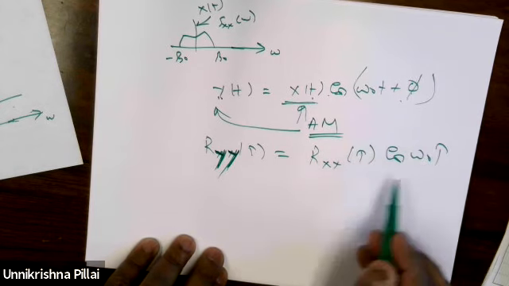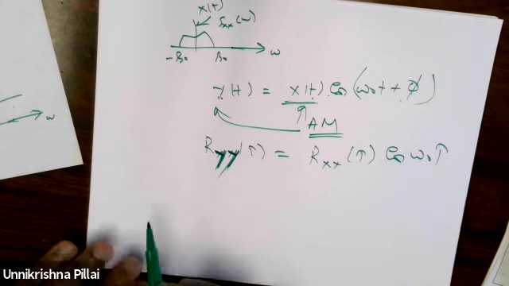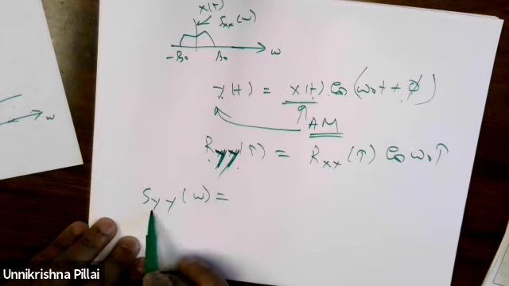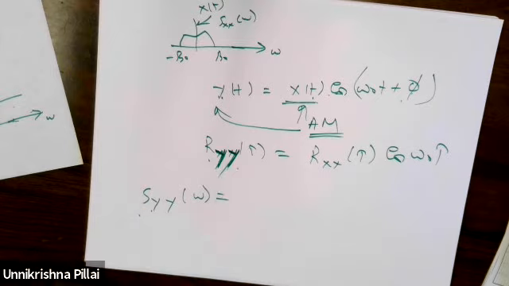So it will be this, you go home. You have done it many times. So anybody, what is the spectrum now? What is the spectrum of the output? Anyone? It's convolutions. All right, so what do you get?